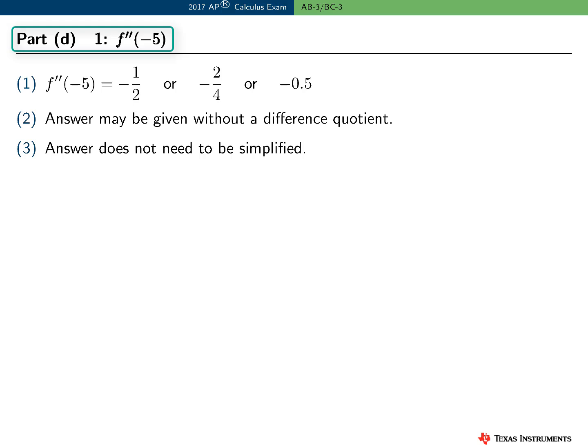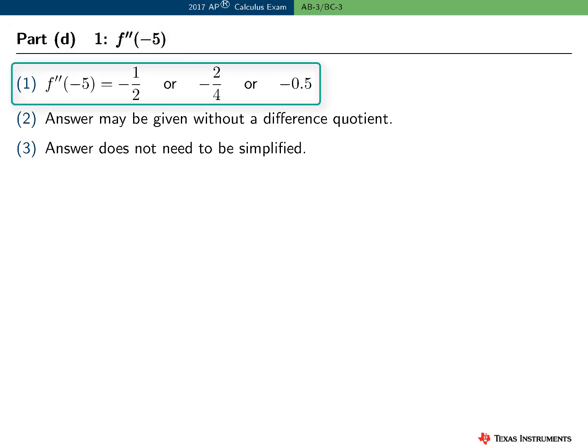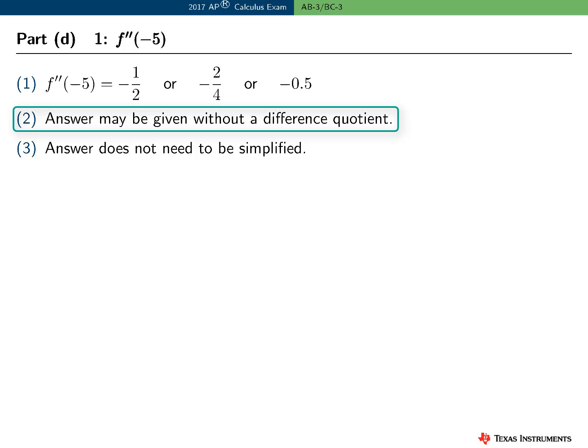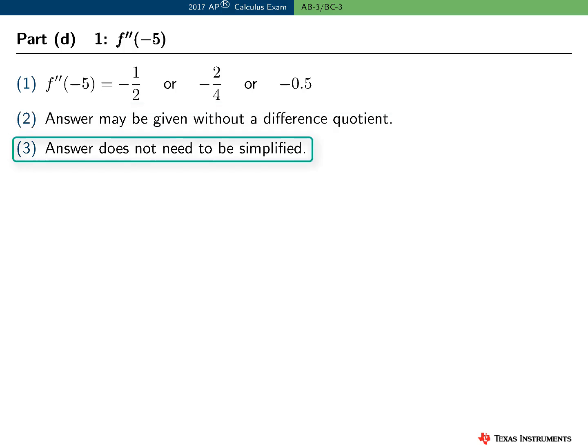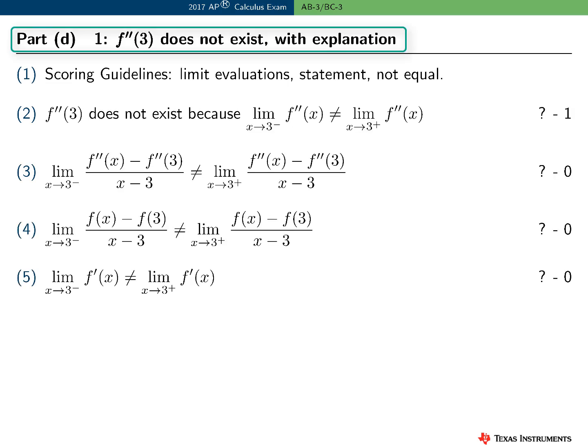The first point in Part D was for finding the value of f double prime of -5. The most common student responses were -1/2, -2/4, or -0.5. In this problem, the answers could be given without a difference quotient. And of course, these numerical answers do not need to be simplified. The second point in Part D was much more interesting.